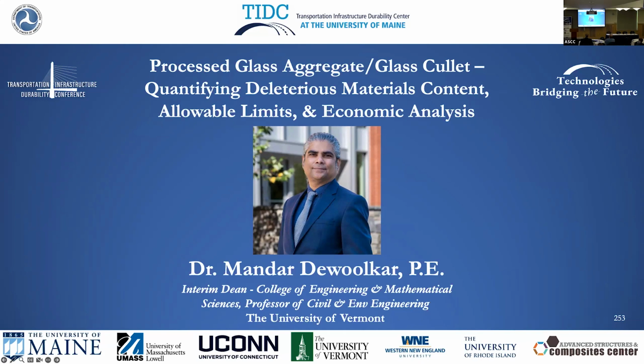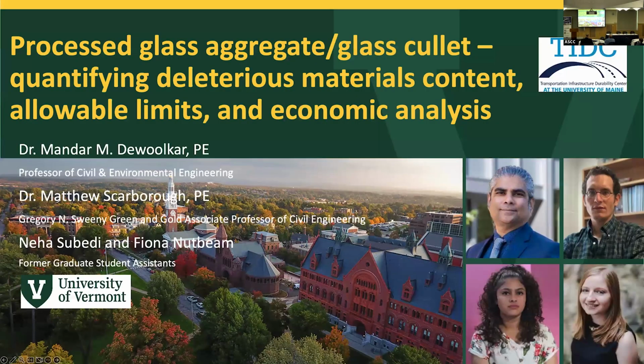So I'm going to talk about essentially crushed recycled glass, which is often referred to as glass cullet or processed glass aggregate. We typically put our bottles in recycling once we use them and assume it gets recycled, but actually it's quite difficult to use recycled glass as glass again because it has to be quite clean. So a lot of glass doesn't get recycled as new glass, and there is a lot of interest in finding use for it. So the title is Quantifying Deleterious Material Content.